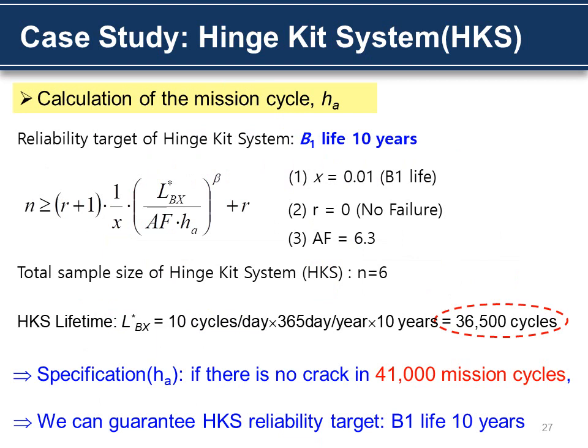I will explain how to calculate the mission cycle. The reliability target is set to beyond a life of 10 years. Sample size is 6. Accelerated factor is 6. The calculated hinge kit system lifetime for 10 years is 36,000 cycles. Finally, if there is no crack in 41,000 cycles, we can guarantee that the hinge kit system reliability target is achieved.